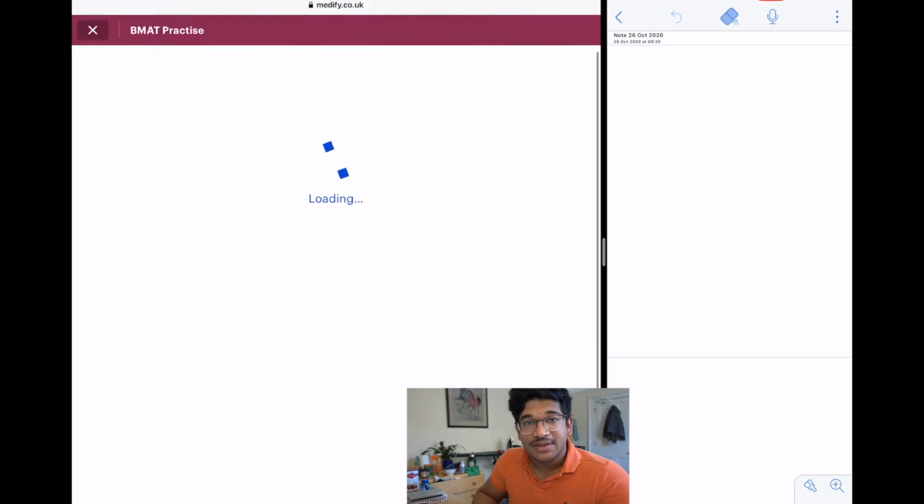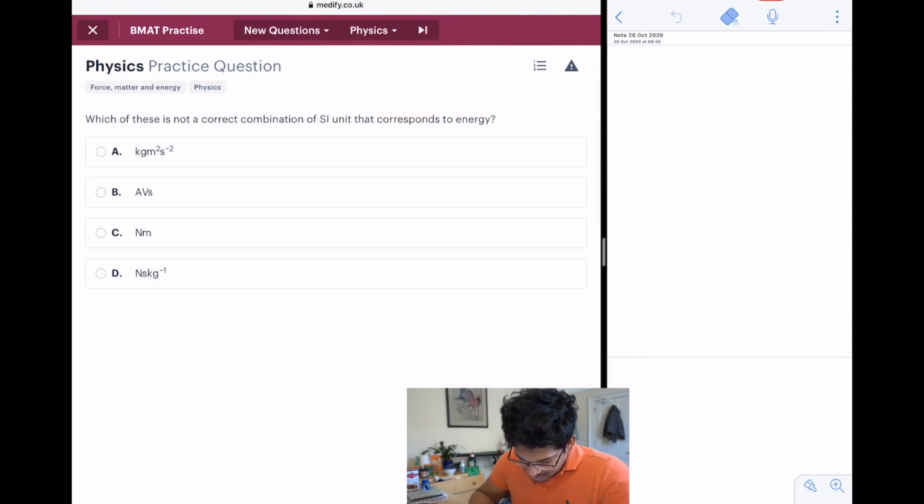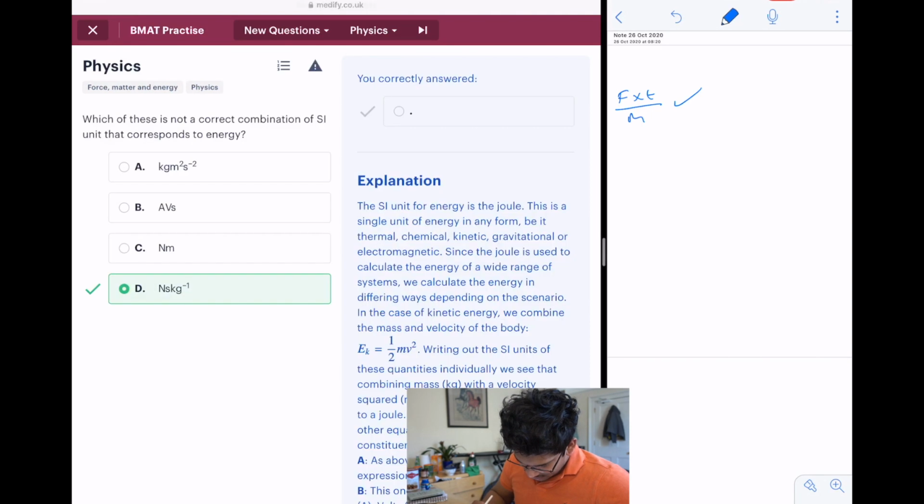Let's start with some physics. Which of these is not a correct combination of SI units that corresponds to energy? So AVS, or kilogram meters, so Newton's meters is force times time divided by mass. Okay, that's work done over mass. With this one, because it's not.